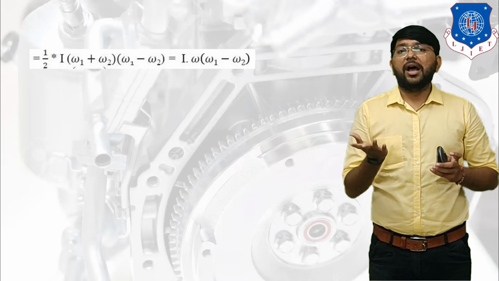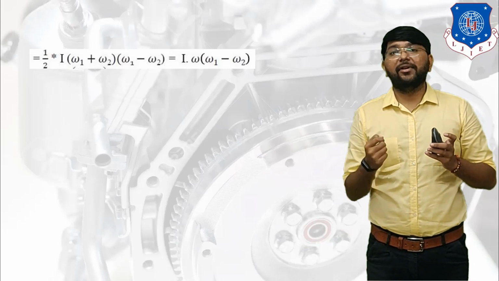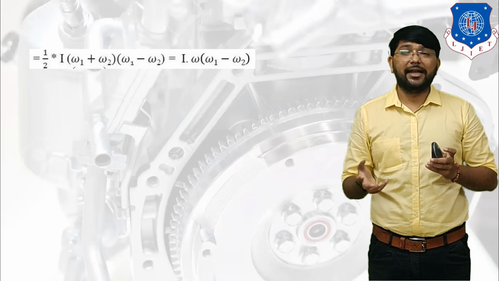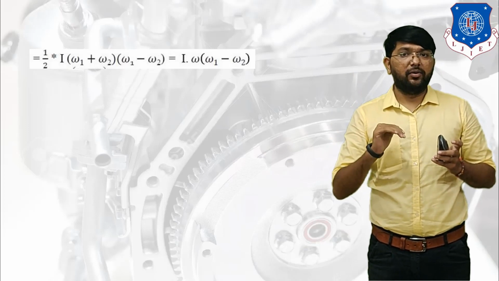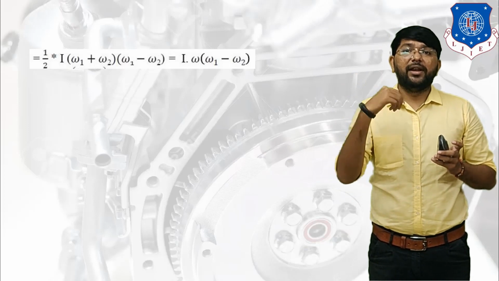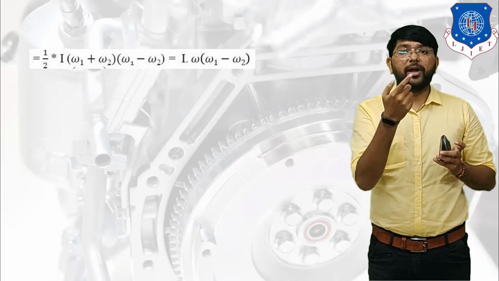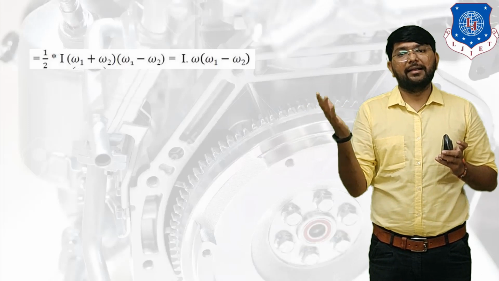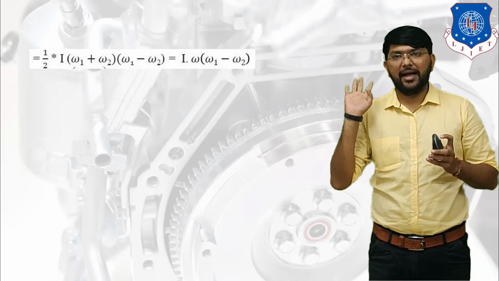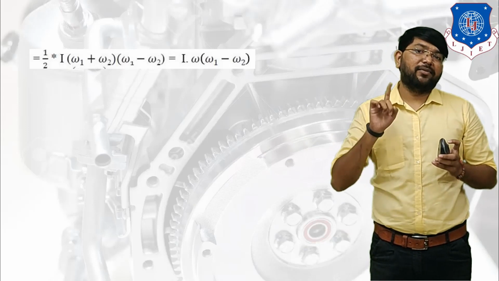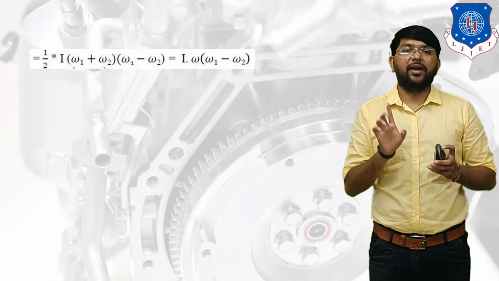Now we all know the equation for the mean angular velocity ω. ω is equal to (ω1 plus ω2) divided by 2. So from this equation we replace (ω1 plus ω2) divided by 2 with ω. Then the equation is converted into the form Iω(ω1 minus ω2). So this is the equation for the maximum fluctuation of energy.